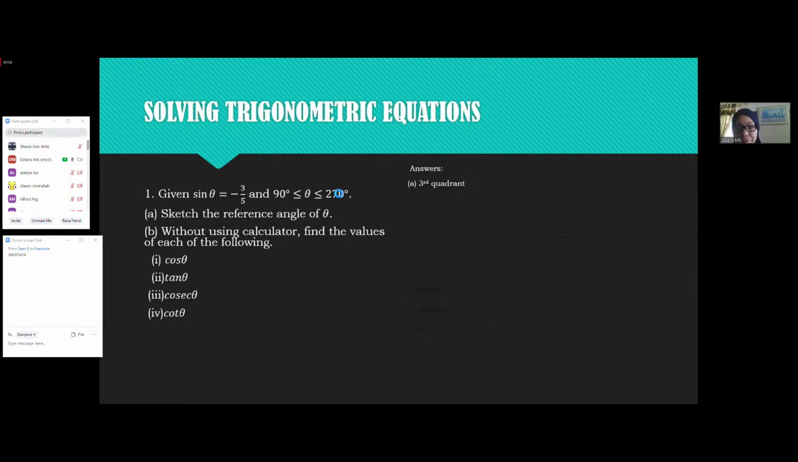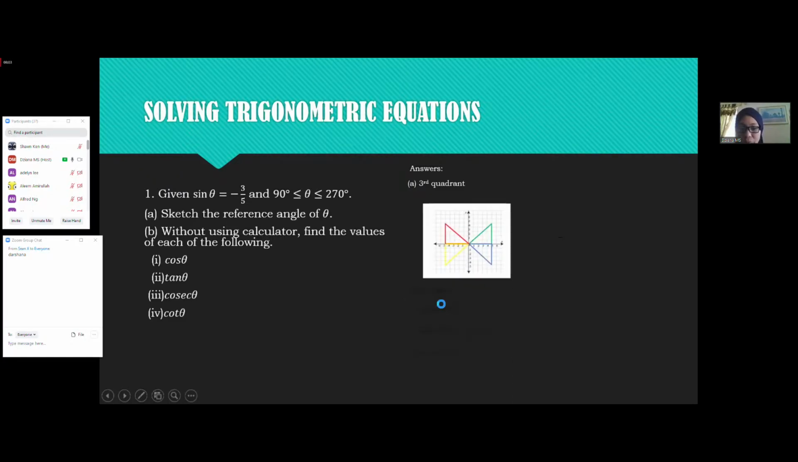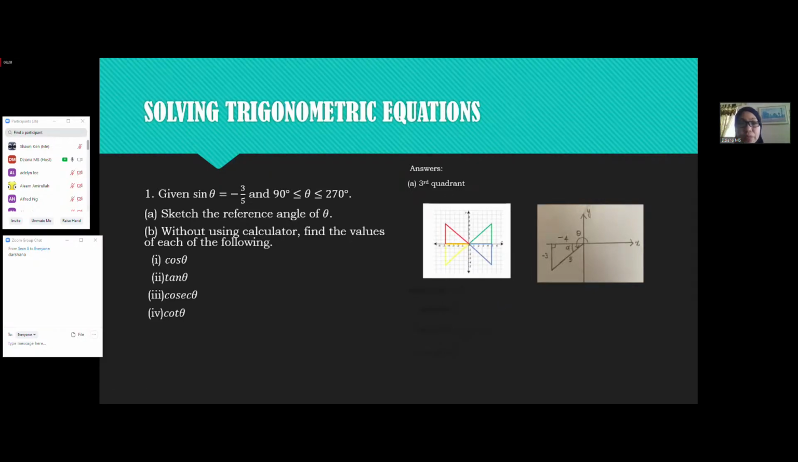How to sketch? You remember this triangle? This is the reference angle for each quadrant. The green one is quadrant 1, red quadrant 2, yellow quadrant 3, and the blue one is quadrant 4. So this one is the third quadrant, so you have to sketch the one like the yellow color one. I will sketch it together with the length. Now it should be something like that. Correct? So sine theta is negative 3 over 5. Sine is opposite over hypotenuse, so 3 over 5. Why is it negative 3? Because the point is here, so the coordinates here is negative. And using Pythagoras theorem, you know this is 4. 3, 4, 5, Pythagoras theorem. So this is also a negative value. No problem with sketching the angle? Is it okay?